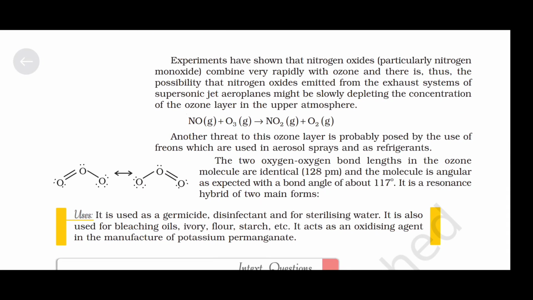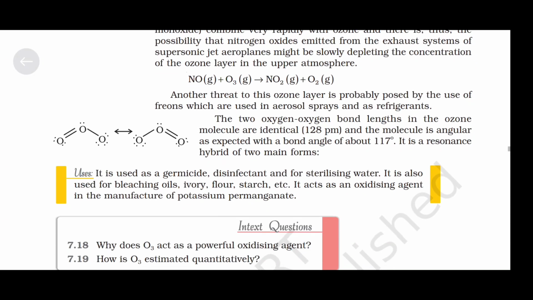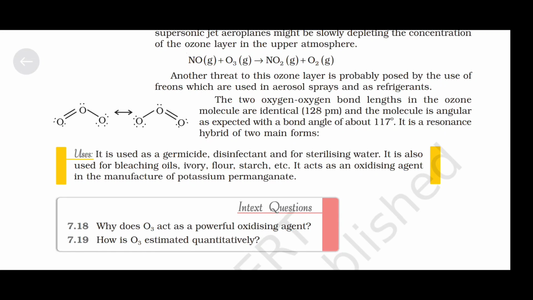Experiments have shown that nitrogen oxides, particularly nitrogen monoxide, combine very rapidly with ozone, and there is thus the possibility that nitrogen oxides emitted from the exhaust system of supersonic jet aeroplanes might be slowly depleting the concentration of the ozone layer in the upper atmosphere. NO plus ozone will give NO2 plus O2. Another threat to this ozone layer is probably posed by the use of freons, which are used in aerosol sprays and as refrigerants.